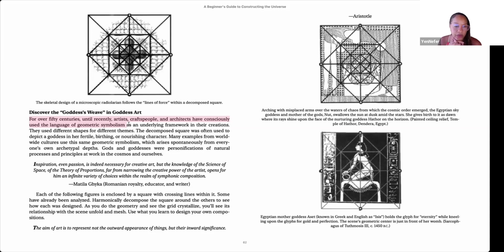The aim of art is to represent not the outward appearance of things, but their inward significance. Arching with outstretched arms over the waters of chaos from which the cosmic order emerged, the Egyptian sky goddess and mother of the gods Nut swallows the sun at dusk amid the stars. She gives birth to it as dawn, where its rays shine upon the face of the nurturing goddess Hathor on the horizon.